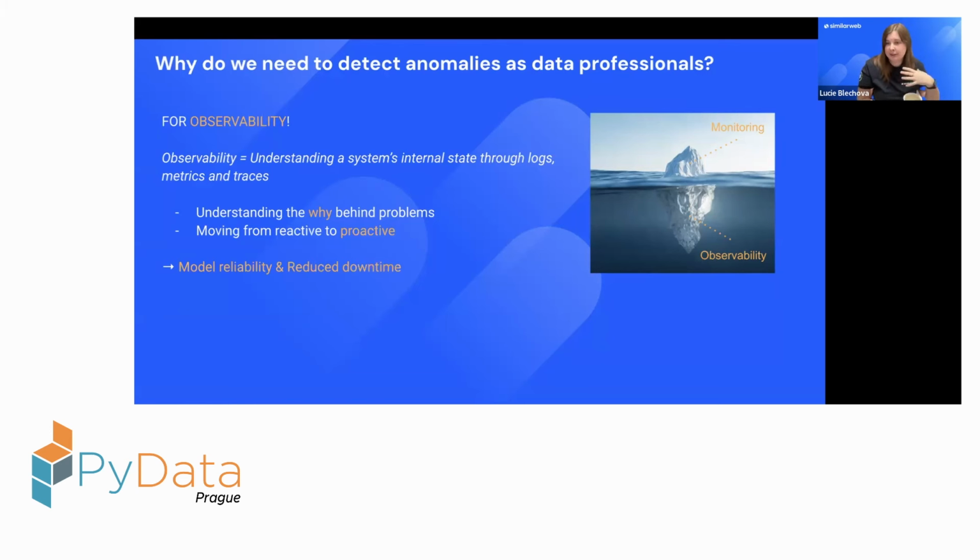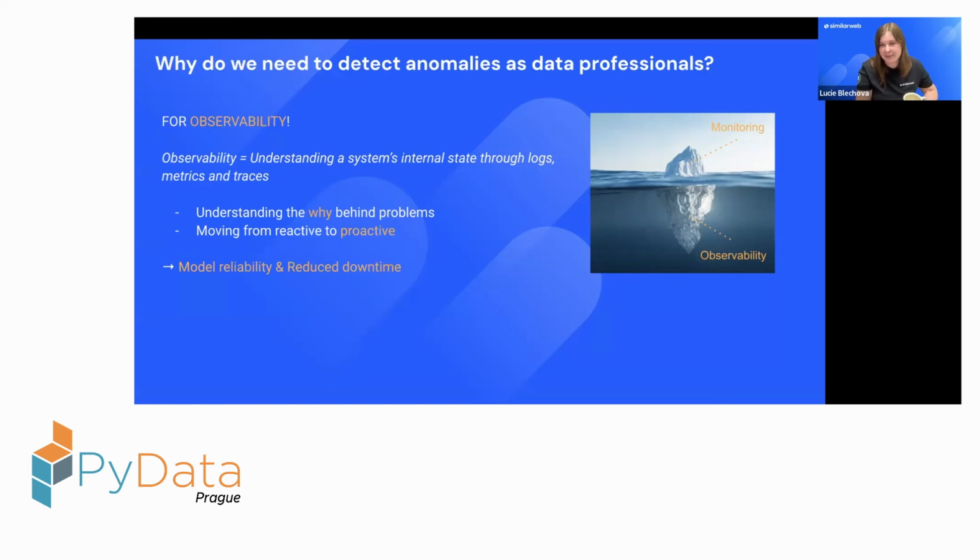Moreover, you can actually be proactive. You can filter this data out so that it doesn't contaminate your database at all. I'm a data scientist originally, so for me, this means that I understand when I need to retrain my model. My models are more reliable and we have reduced downtime, which I'm sure all data people appreciate.